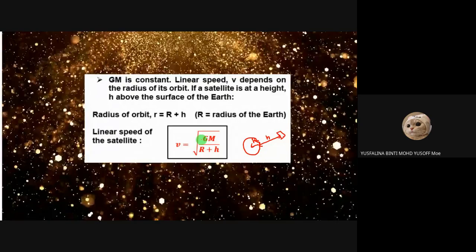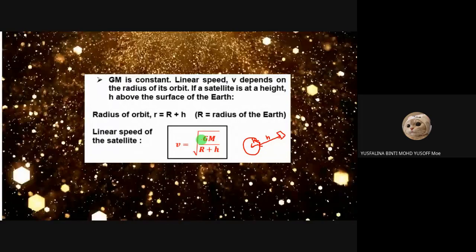How do we derive the formula for the linear speed?